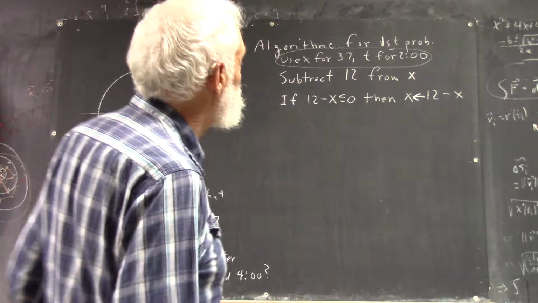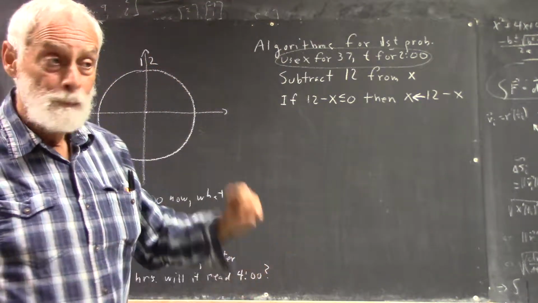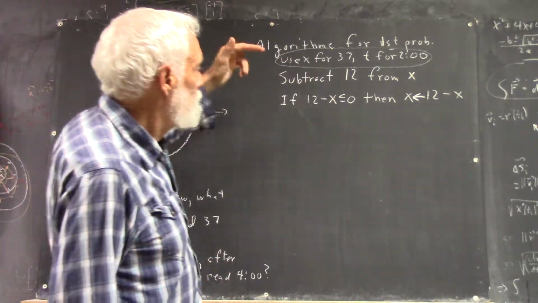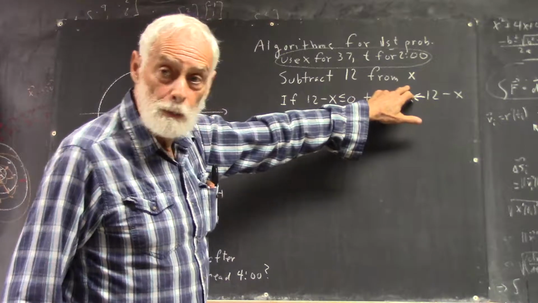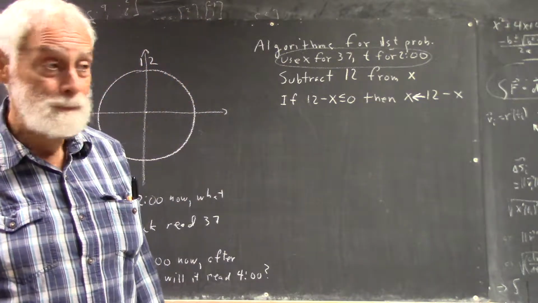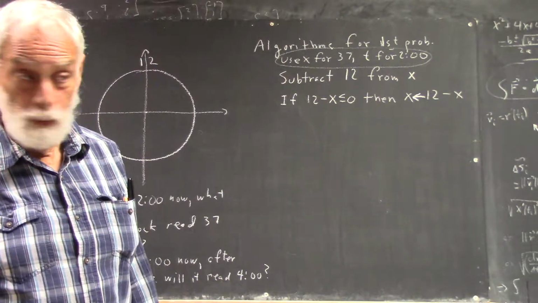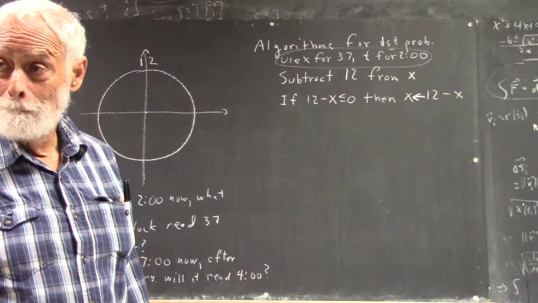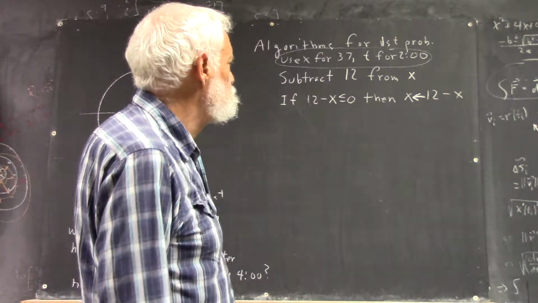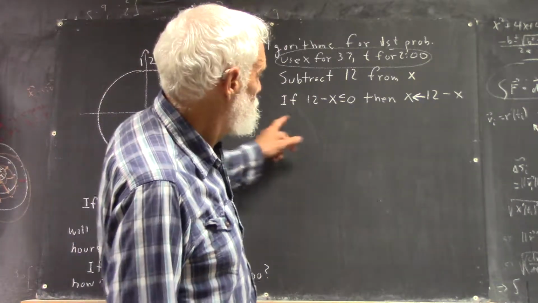Okay, everybody read this okay? So at this stage, we start out, we subtract 12 from x. What do we get if x is 37? 25. 25, right? Okay. So now, what happens in this step?